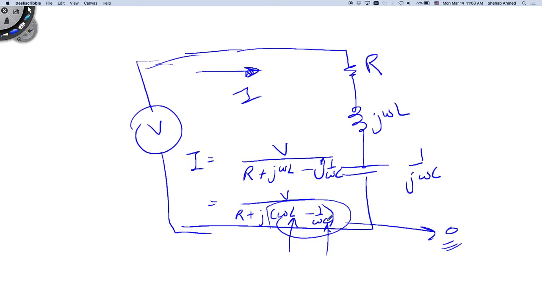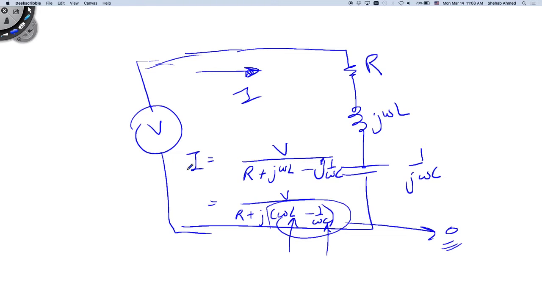This bracket here, everything, the omega L minus 1 over omega C, will only be 0 for a certain value of omega, not all values of omega. Right? So if I change the value of omega, it will depend on the value of L and C whether the value of the parenthesis is 0 or not. Right? So there is a condition where this circuit will have resonance.